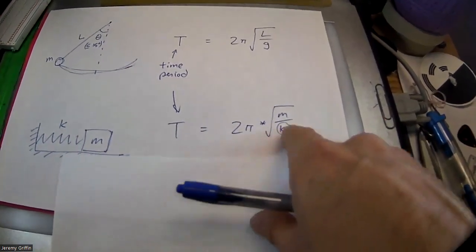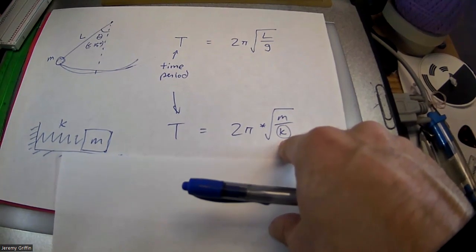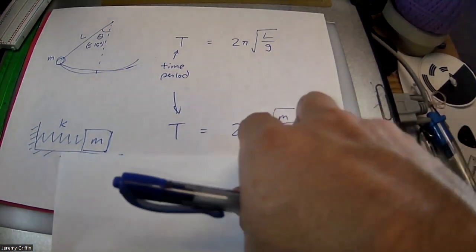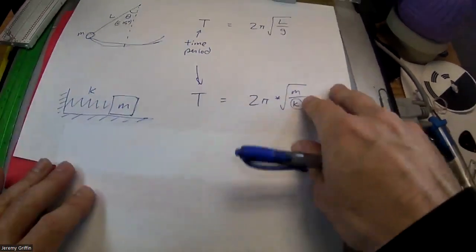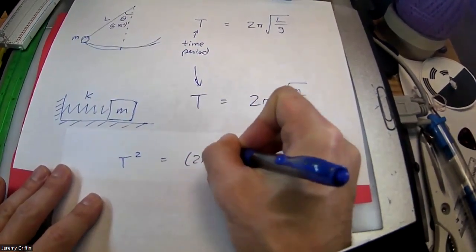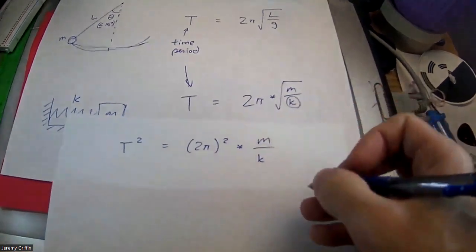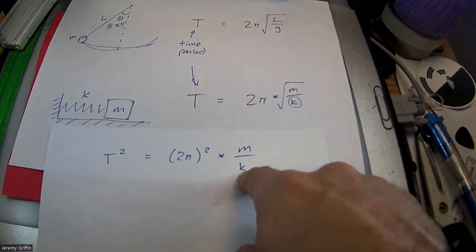Well, let's try it out. What I'm solving for, k, is not only in the denominator, it's also buried inside a square root. So I need to handle both of those things. Maybe I'll start by squaring everything. That would get rid of the square root. The time period squared is equal to 2 pi quantity squared times m over k. Now, that's not exactly what I'm looking for, but it is a step closer because the square root's gone.